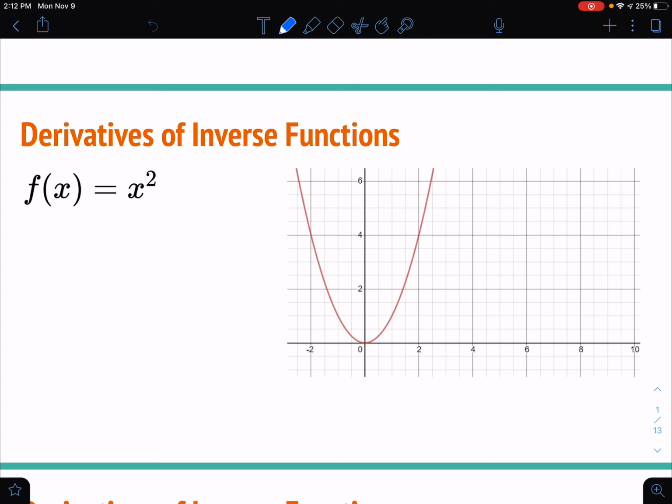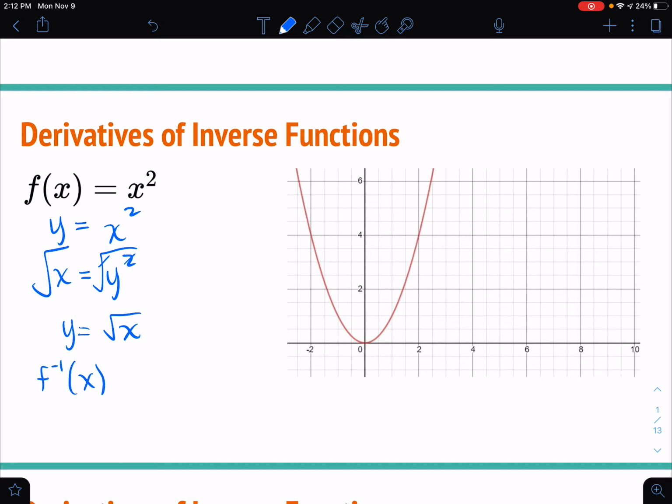In order to find an inverse, remember the first thing you want to do is switch x and y, right? And then you want to solve. So in order to get y by itself, I'm going to take the square root of both sides. So I'm left with y equals the square root of x. And then we have inverse notation, which is really f to the negative 1 of x. So that is going to be my inverse function. So this is my function, and that's my inverse function.